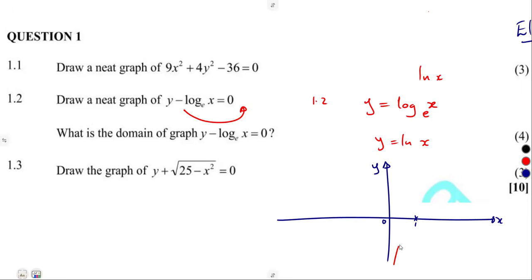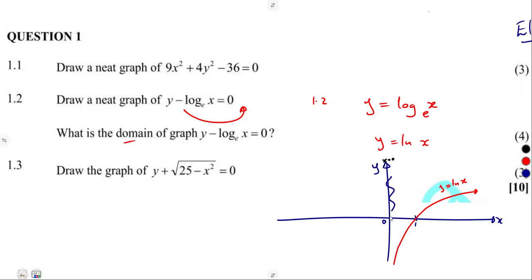It is something of this nature where it cannot cross or pass through the y-axis. The y-axis is actually our asymptote where x is equal to 0. It is limited; it cannot cross that. So that is the graph that you are given, simply the graph of ln of x. And what is the domain of this graph? As we can see, it is limited from the y-axis where x is equal to 0. Our values are supposed to be from 0 going this side.